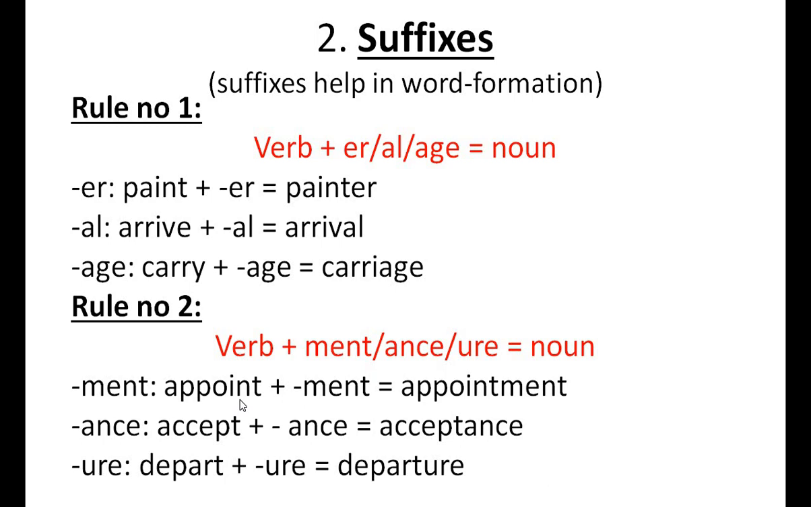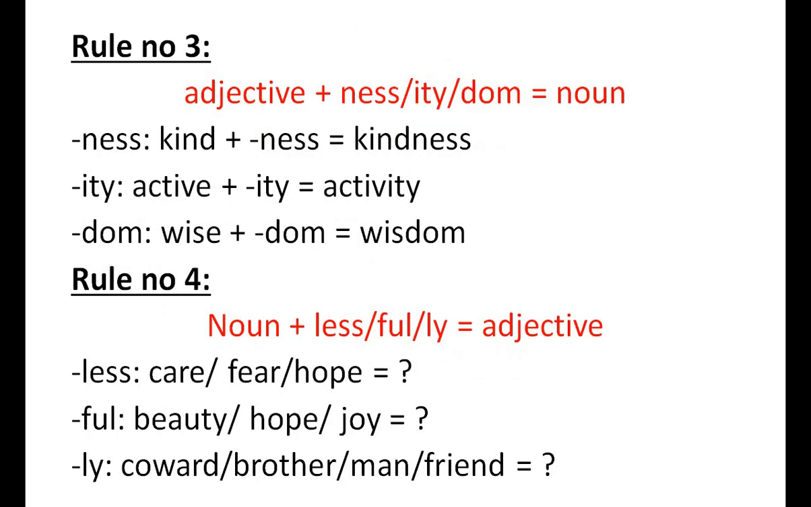Verb plus ment, ance ends up as a noun. Appoint was a verb. If we add ment, it becomes appointment, that is a noun. Accept plus ance gives acceptance. So accept was a verb. Similarly, depart was a verb. So if we add ure, it becomes departure. That is a noun.